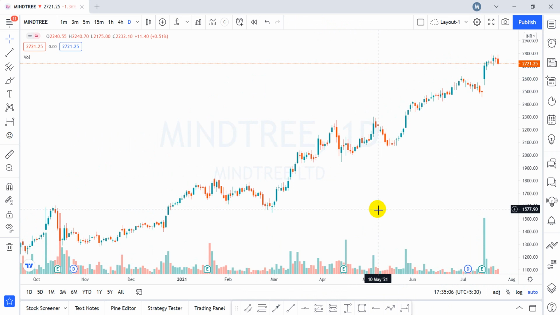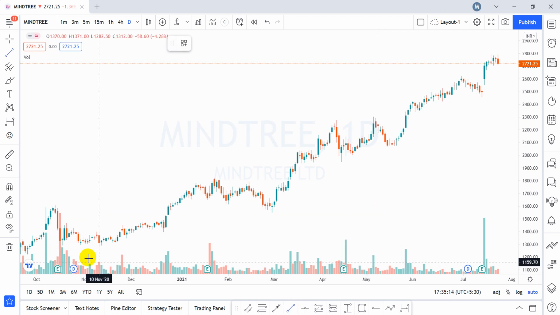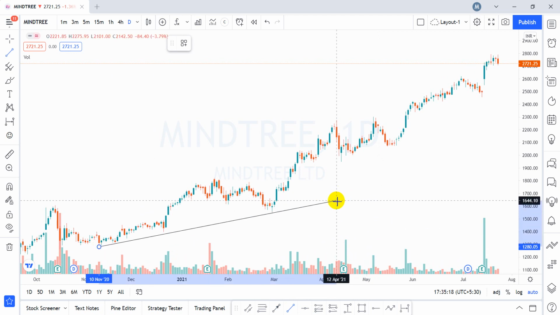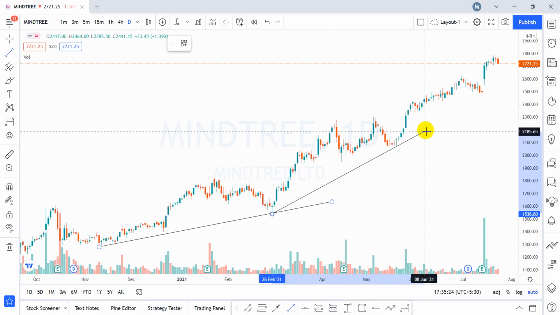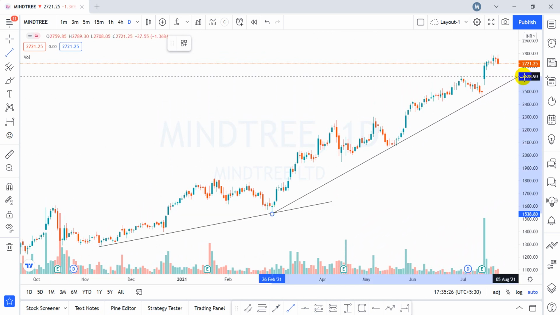Now let's look at the chart where I can take a good entry in Mindtree. So if you see, Mindtree is in an uptrend, and this uptrend is clearly identifiable with the help of a few simple trend lines.